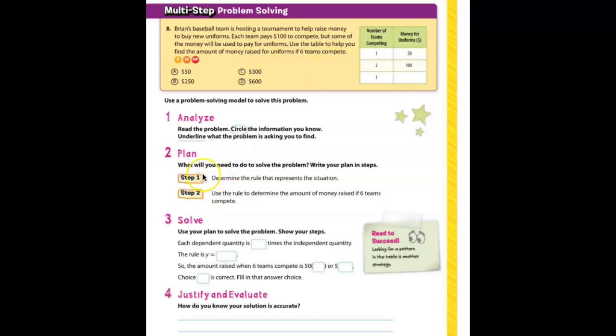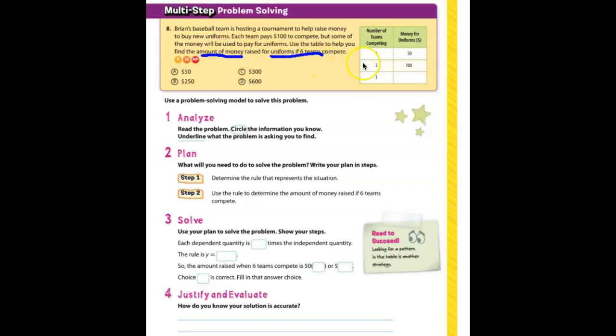Now, we analyze the problem. First thing we have to do is read it, and then we're going to go back and circle information that we know and underline what we're being asked for. I like to read the problem first, then I go back and look just at the question. It says, use the table to help you find the amount of money. So I'm going to underline the amount of money. The other important thing is uniforms if 6 teams compete. So we're looking for money for uniforms and 6 teams.